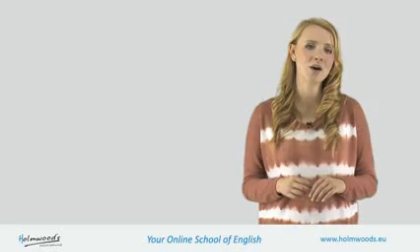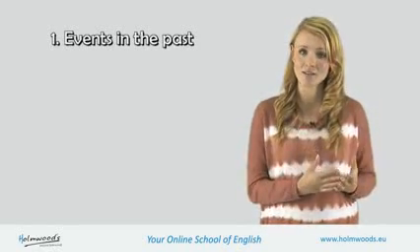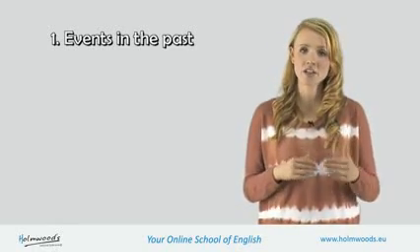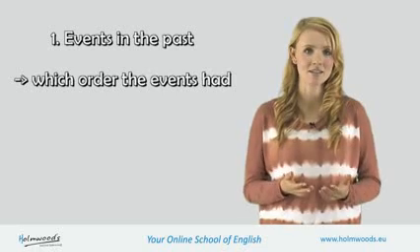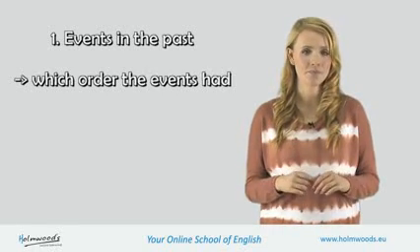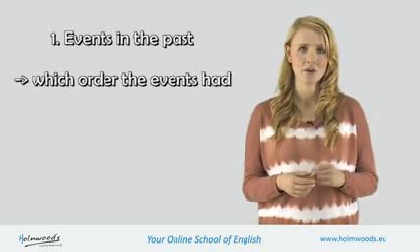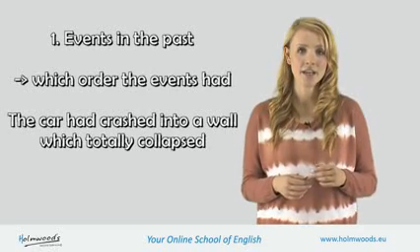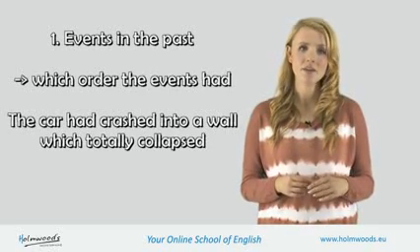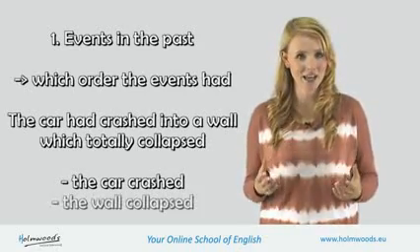Let's have a look at how we use the past perfect to talk about events in the past. The past perfect helps us to see which order the events happened. It is a bit like going back in time. Look at these examples. The car had crashed into a wall which totally collapsed. First, the car crashed and then the wall collapsed.